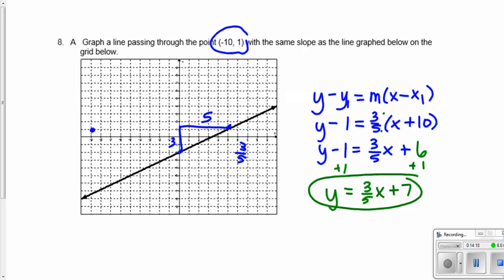So now let's go graph it. It says y-intercept of 7, slope of 3/5. So up 3 over 5, or maybe down 3 and to the left 5. Ooh, why did that not work? Oh, because that's 9. I graphed the first point wrong. There's 10 right here.